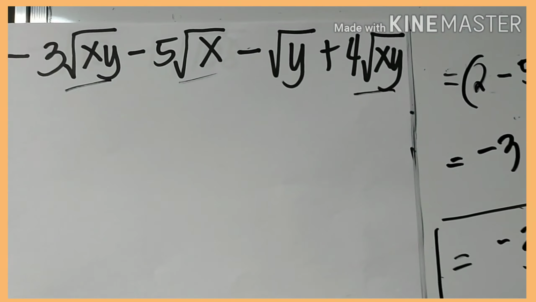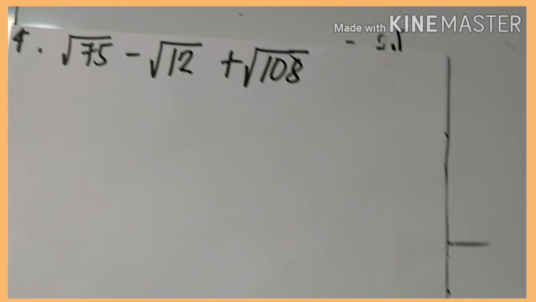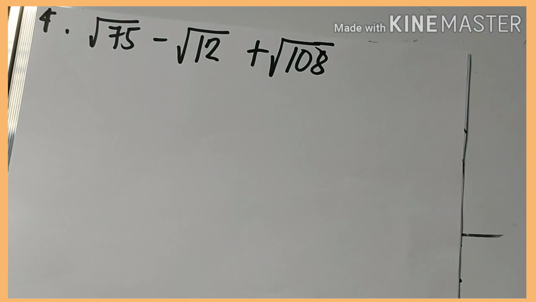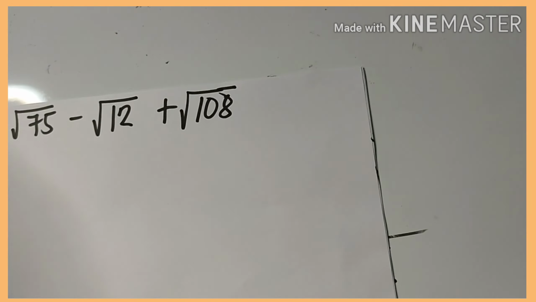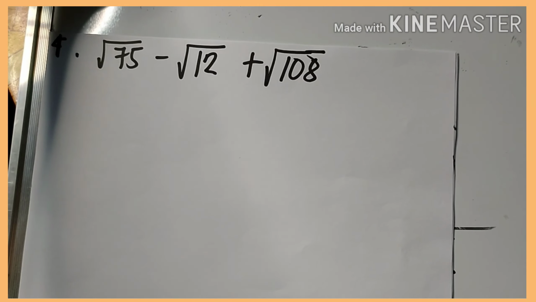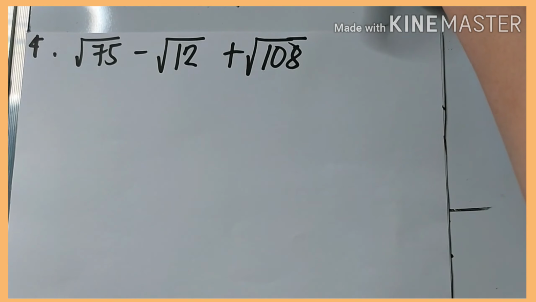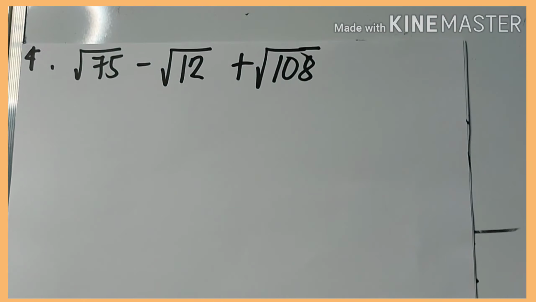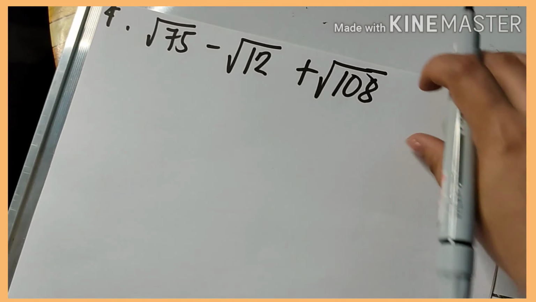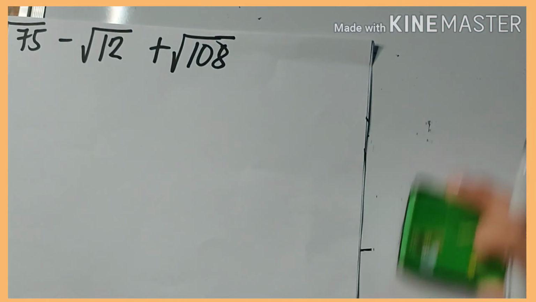Next, we have here the square root of 75 minus square root of 12 plus square root of 108. What we're going to do here is simply factor the numbers inside, since they are not perfect square numbers. So the first thing that you're going to do here is to factor. First we're going to factor the 75. 75 is not a perfect square.